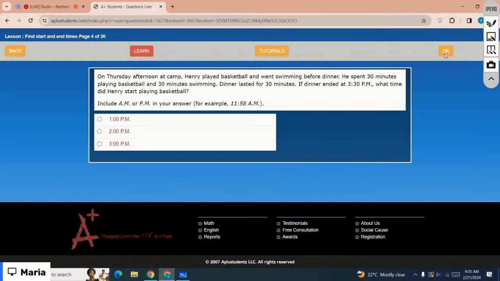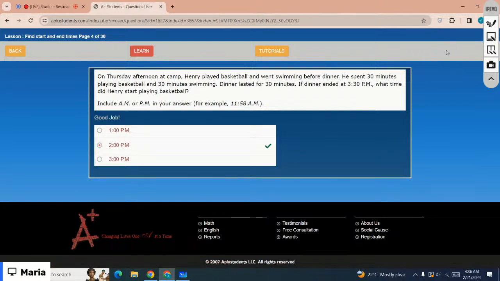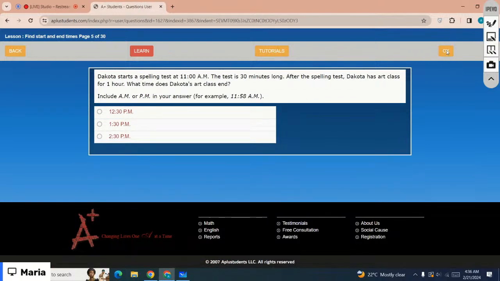The correct option is 1 p.m. 30 minutes make 1 hour. Another 30 minutes makes 1 hour and 30 minutes. So if you go back, yes, that is 2. Okay, good. That is 2 p.m. Okay, the next one.